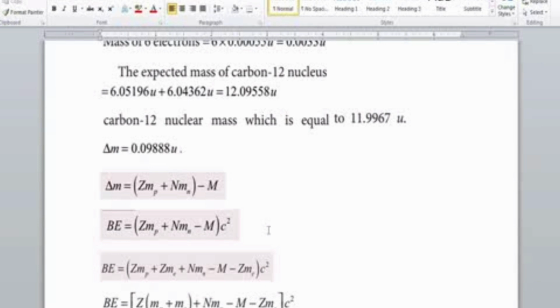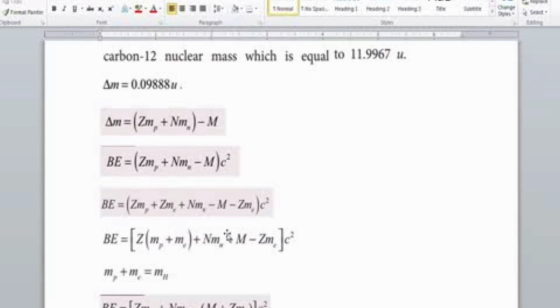We can give the energy. So here energy is converted into mass, and mass is converted into energy. Here the small amount of mass is converted into energy. That energy is used to combine the nucleons inside the nucleus. So that is called binding energy.